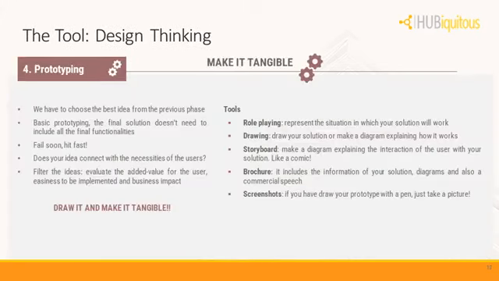Okay, you have your solution, but now you have to be more specific in the definition of your solution, the specific functionalities. So you have to choose the best idea among the different ones that arose in the previous phase. And now you start with the basic prototyping. That means that you don't have to include all the functionalities, only the basic ones, and that will help us to understand what you are going to develop.